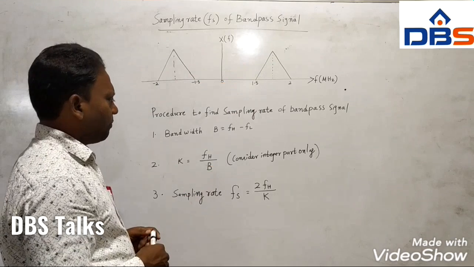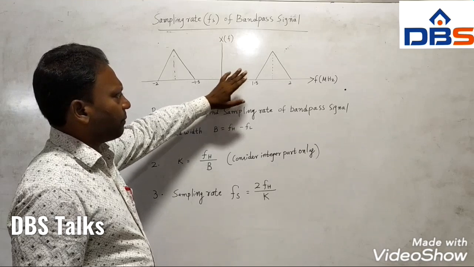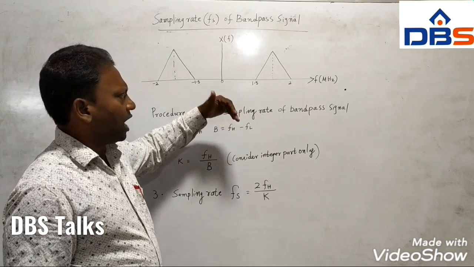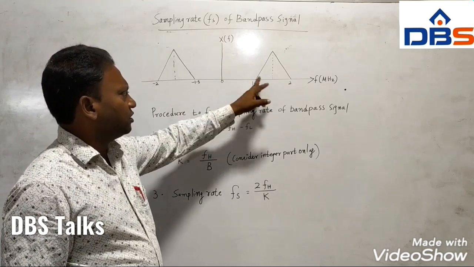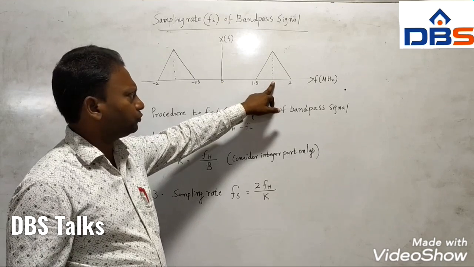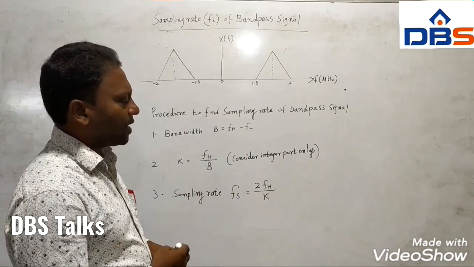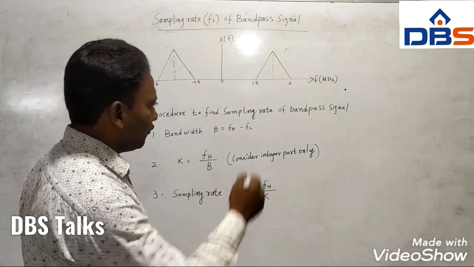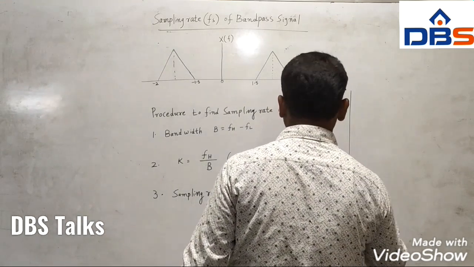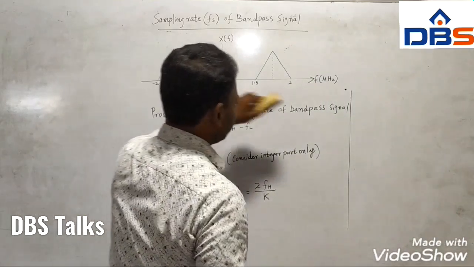Now we'll take this example. We try to find the sampling rate of this band pass signal. First, you have to understand that this is not a low pass signal; it is a band pass signal. Band pass signal means the signal is centered about some higher frequency, not 0. Here the frequency is not 0; it is somewhere between 1.5 and 2. So we can say that it is a band pass signal spectrum. Now, I will erase this and write here only.